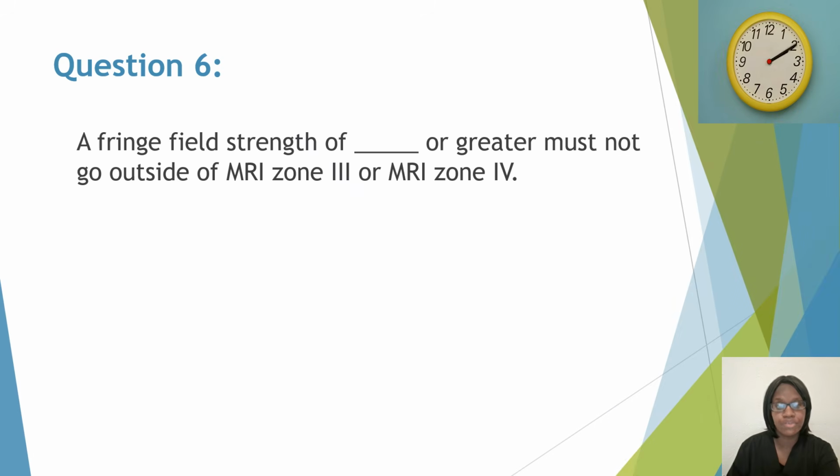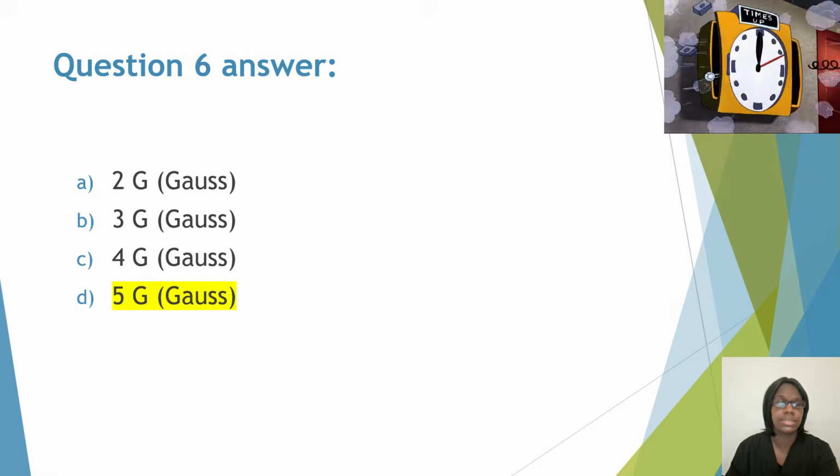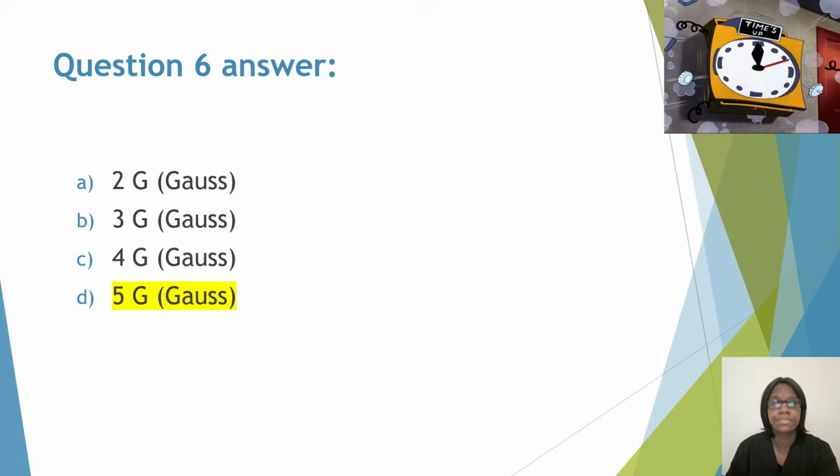Question 6. A fringe field strength of blank or greater must not go outside of MRI zone 3 or MRI zone 4. A, 2 Gauss, B, 3 Gauss, C, 4 Gauss, D, 5 Gauss. All right, the correct answer is D, 5 Gauss.